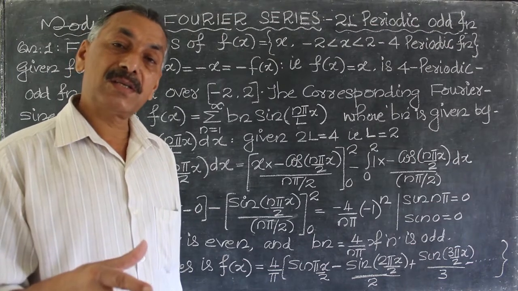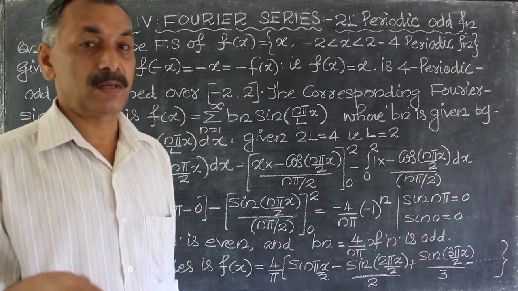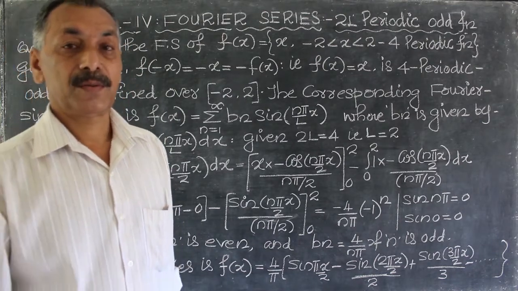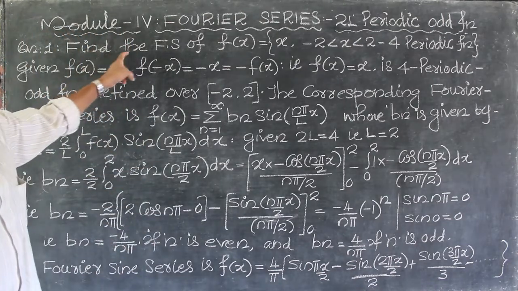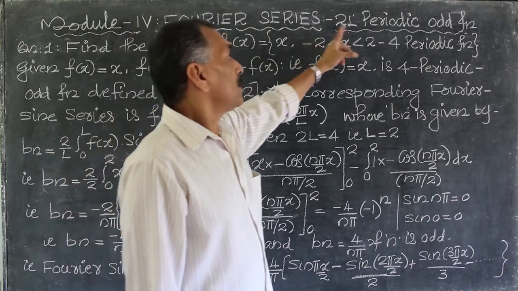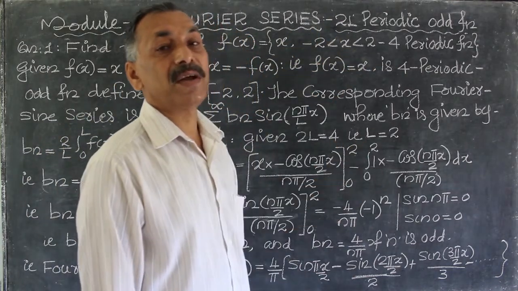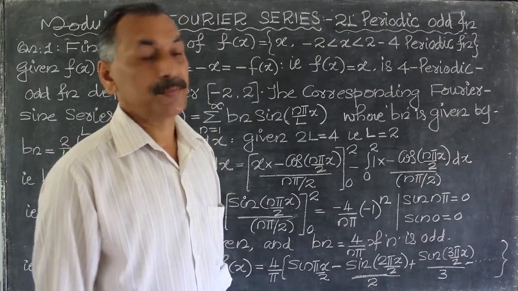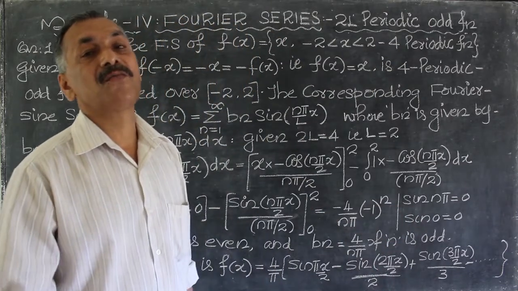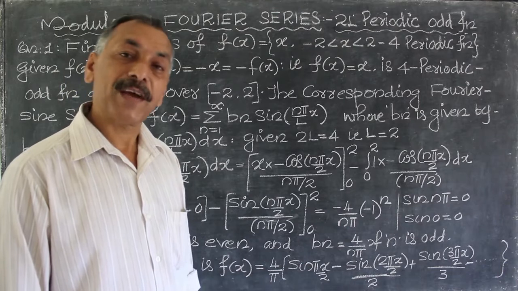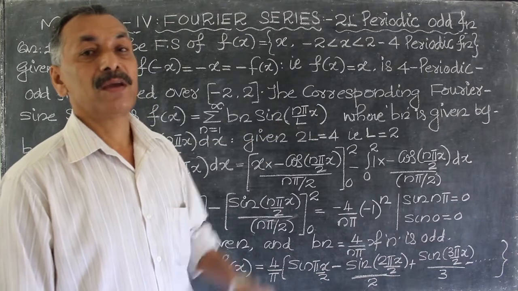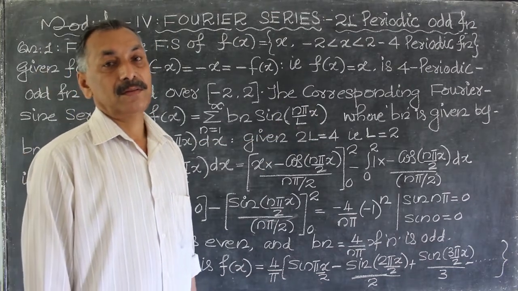What do we mean by an odd function? If f of minus x is equal to minus f of x, then it is said to be odd. If f of minus x is equal to f of x, then the function is even. Then find the Fourier series of f of x is equal to x, where minus 2 less than x less than 2. That is, the function is defined over the interval minus 2 to 2. Given f of x is a 4 periodic function, that is, f of x plus 4 is equal to f of x.